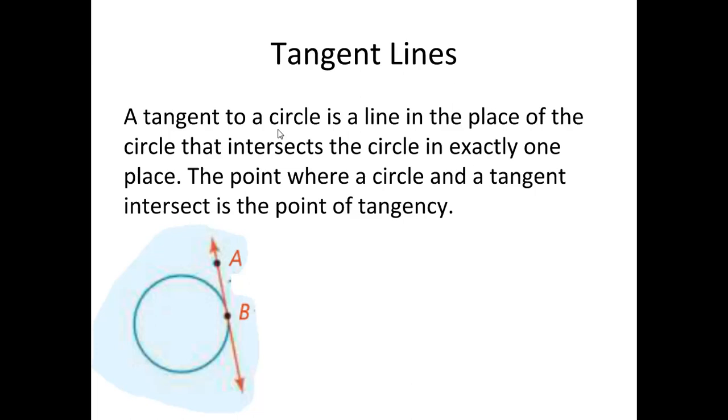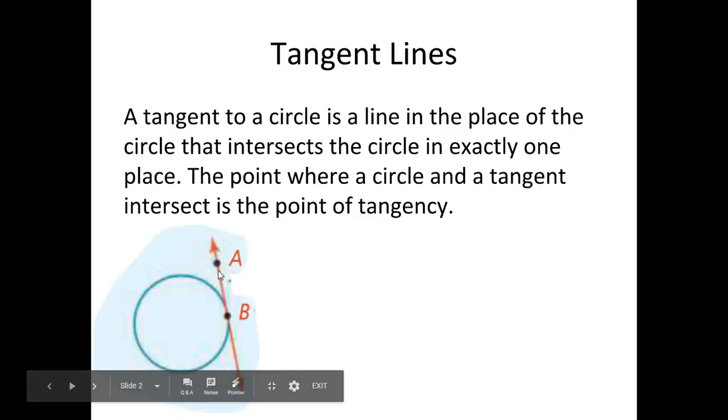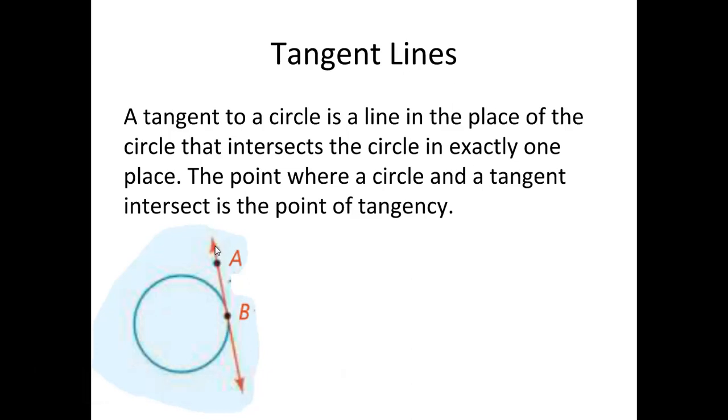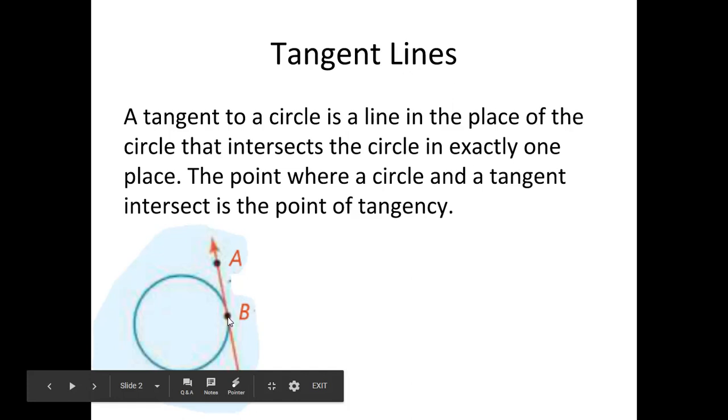A tangent is a line that touches a circle at one point. So a tangent to a circle is a line in the plane of a circle that intersects the circle in exactly one place. The point where a circle and tangent intersect is called the point of tangency. So a tangent line is a line that bumps up to a circle, touches it, doesn't cross it, so that it only touches the circle in one spot. And it has only one point of intersection, which is that point of tangency.